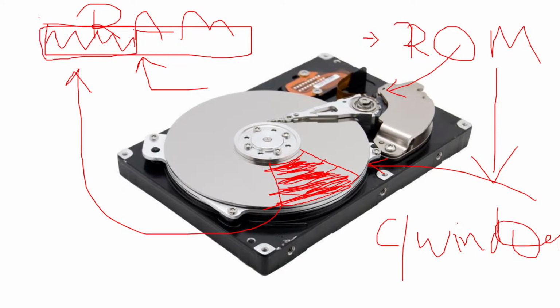That's where memory comes into the picture, your RAM memory. But the caveat is that whenever you shut down your system or when the power supply goes, this RAM will lose the information. If the power supply is cut, you will lose your data on your RAM.